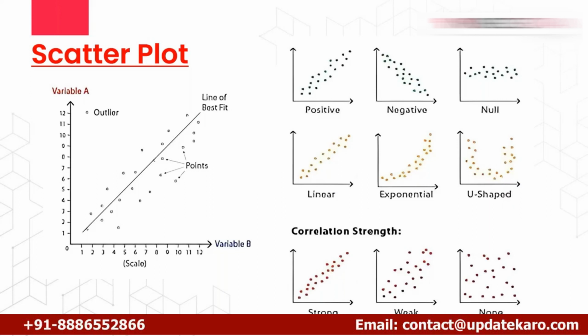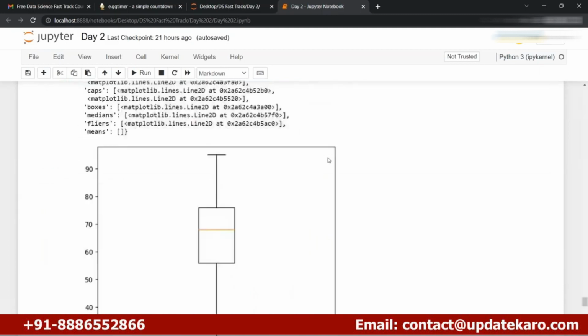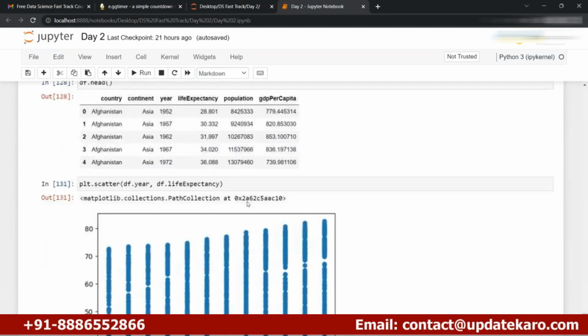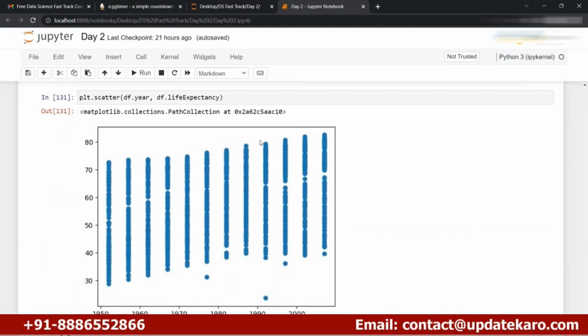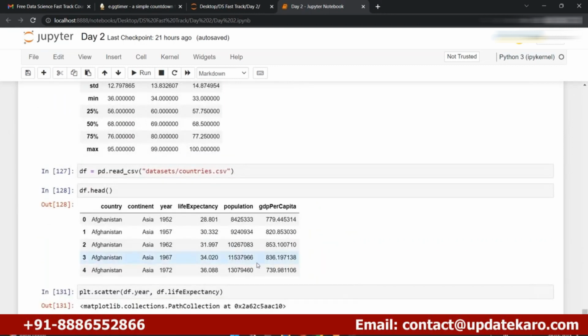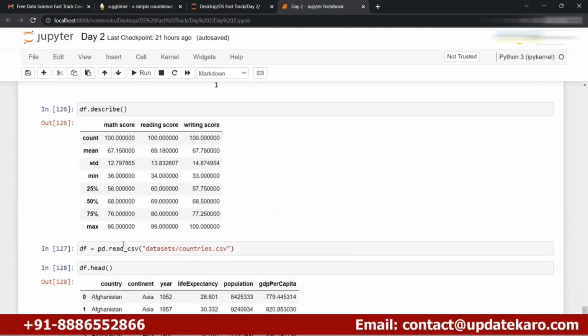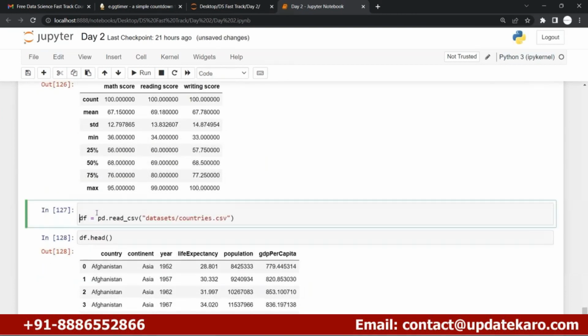For that we need to understand the scatter plot. Let me show you that thing. I already shared this with you. Yesterday, what we did, I showed you this particular scatter plot. Not this, we also showed you this multiple scatter plot. Let me show you again, so you can understand.